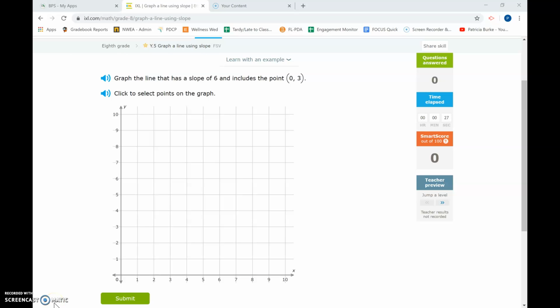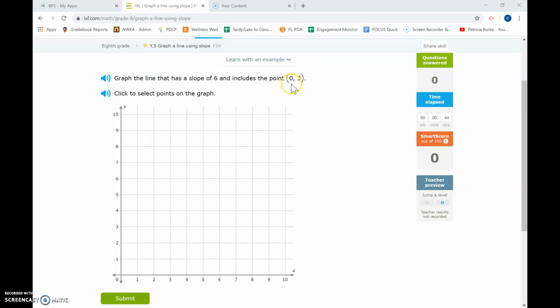We are in week 6, and we are going to graph a line using slope. So it says graph the line that has a slope of 6 and includes (0, 3). So how do you do that?